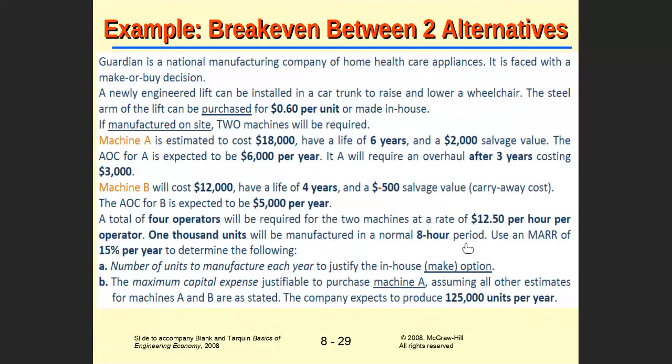Okay, and we have the cost per hour for the operators is 12.5, and we said we are going to multiply it with 4 because we have 4 operators. We have to multiply it also with 8 because the working day consists of 8 hours per period. So we multiply this 12.5 with 4 to get the total cost per hour for the 4 operators, and then multiply it with 8 to get the cost per day, which will produce 1,000 units. This 8 hours will produce 1,000 units.